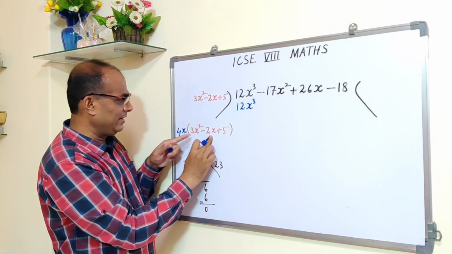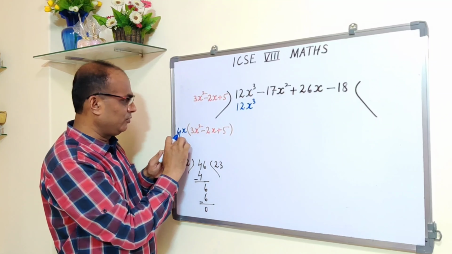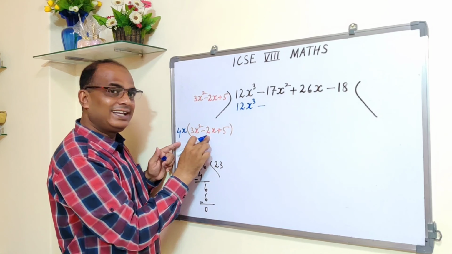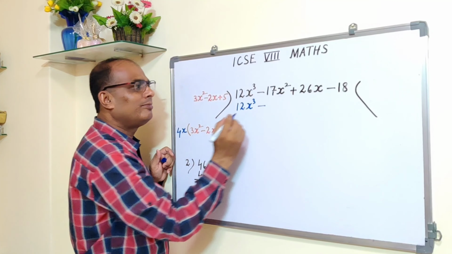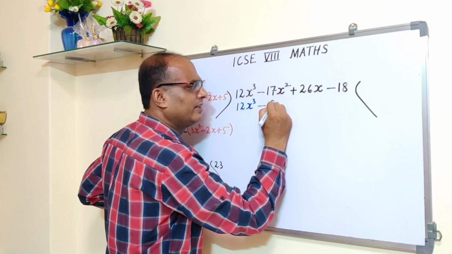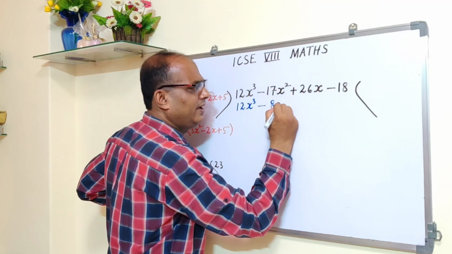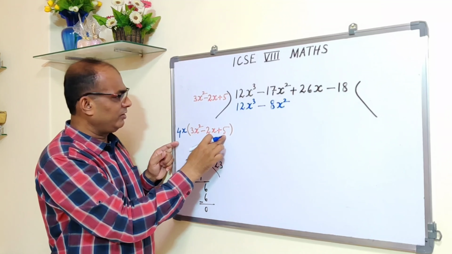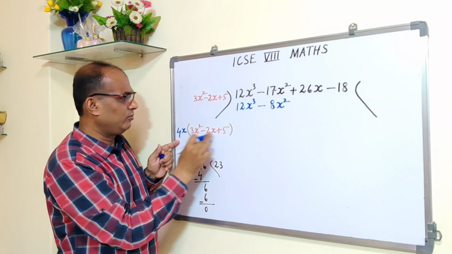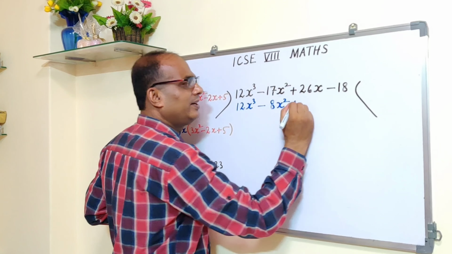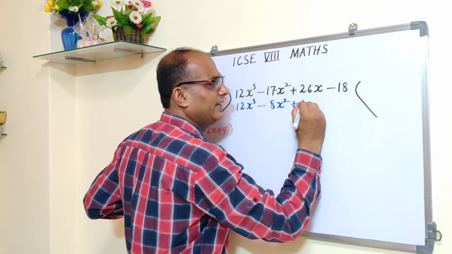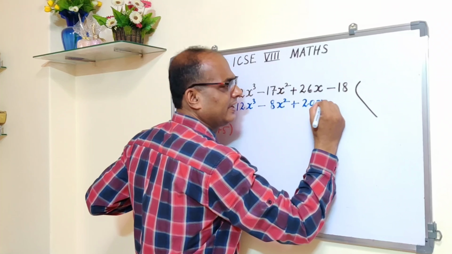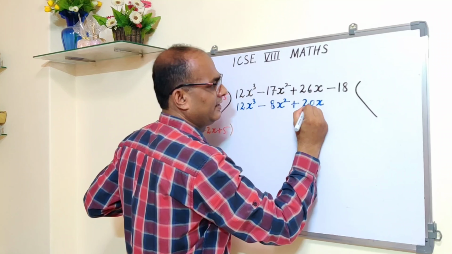What about this? When we multiply -2x by 4x, we get 4 2s are 8, plus into minus is minus, so minus 8, and then x into x, x squared. So minus 8x². I hope you agree with this. Clear? Now when we multiply this 5 by 4x, 4 5s are 20x. So plus 20x. We multiply it. Fine.